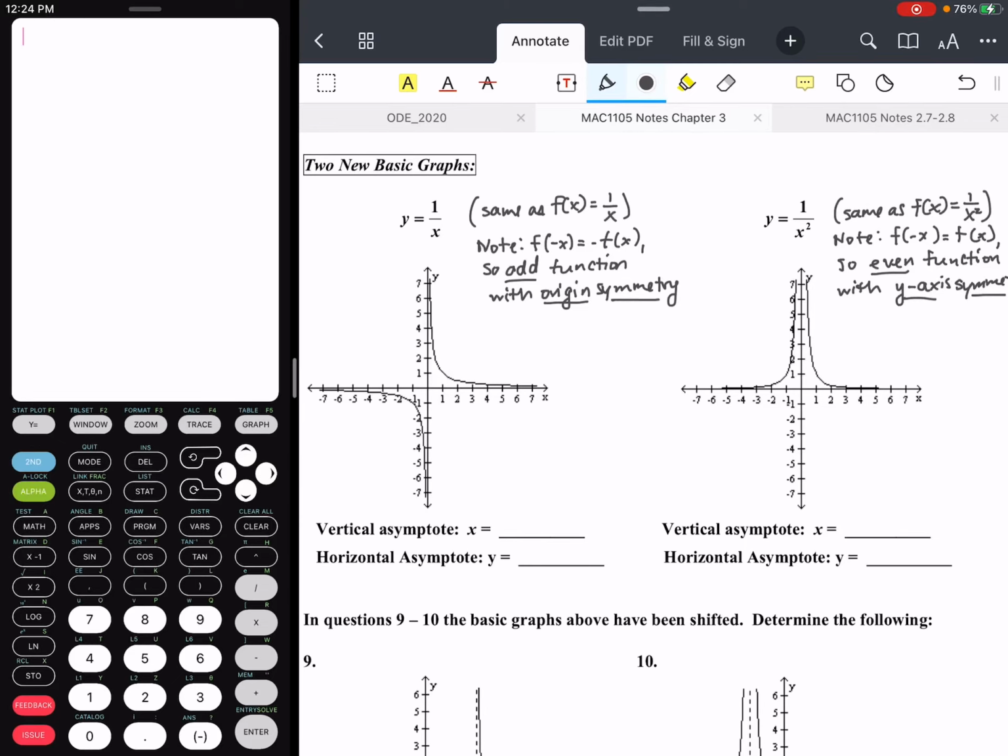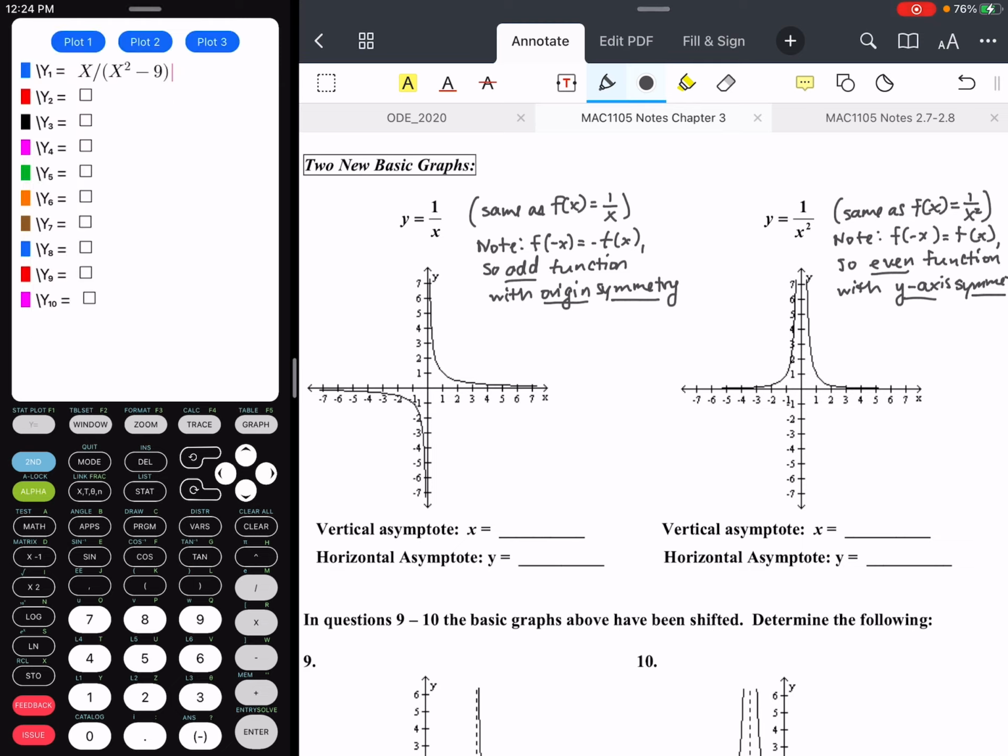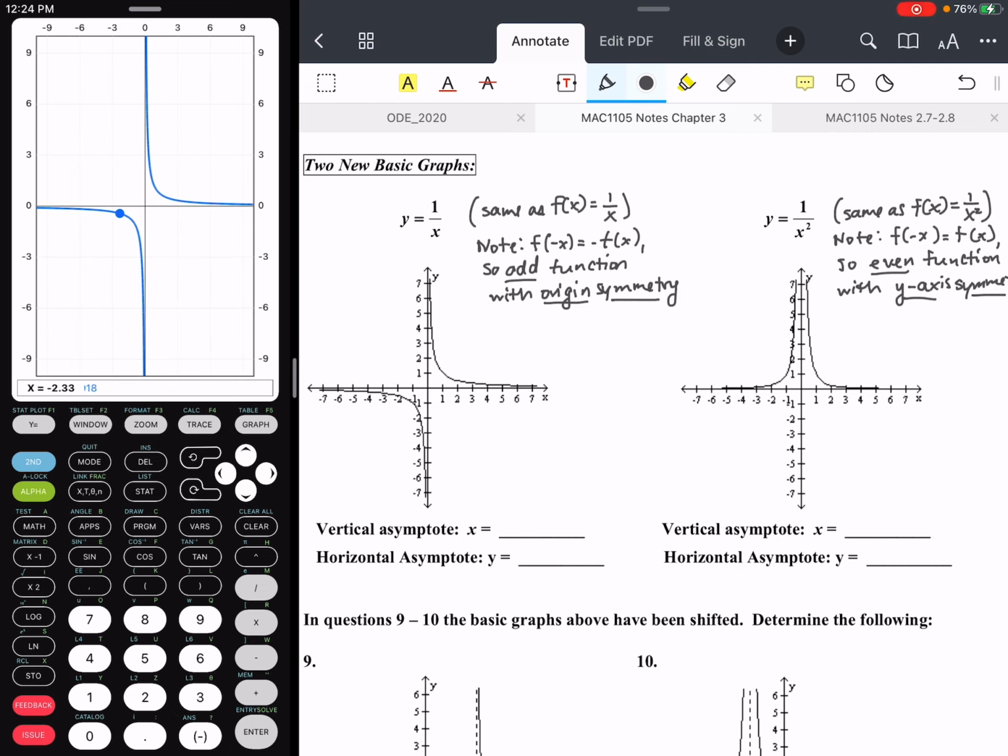All right, so now we're going to look at two kind of basic rational functions. First, we've got y equals 1 over x, and of course you could pull this up in your graphing calculator if you're not staring at a graph already. So y equals 1 over x looks something like this.